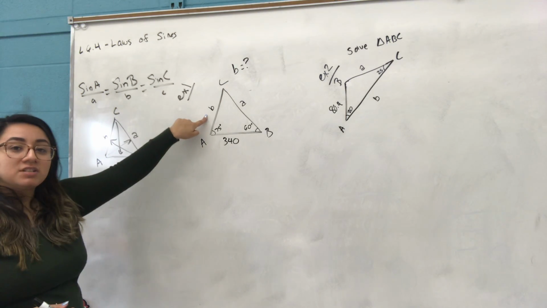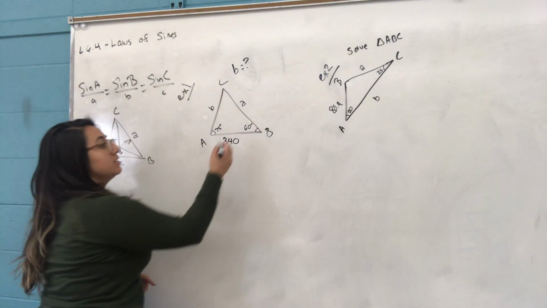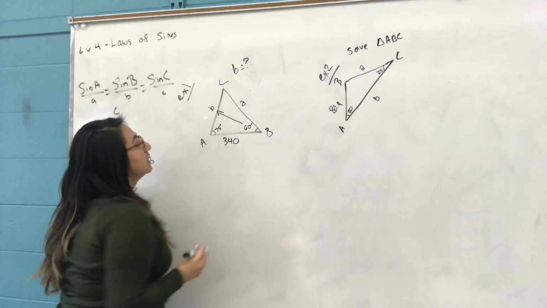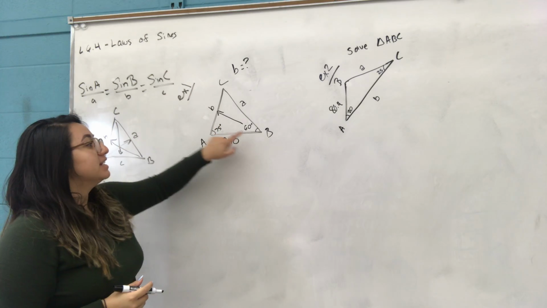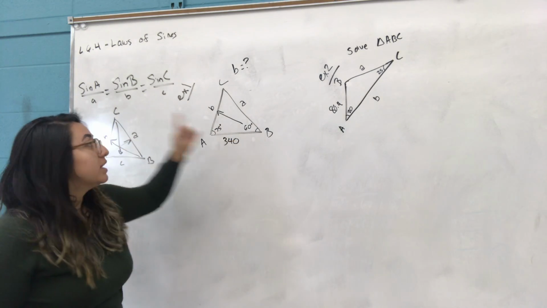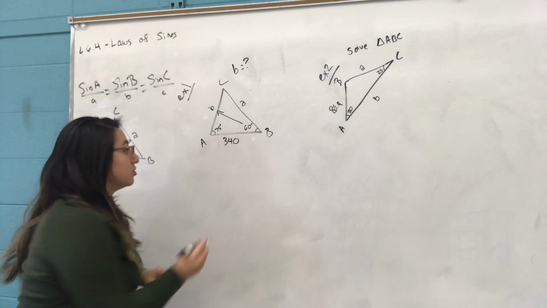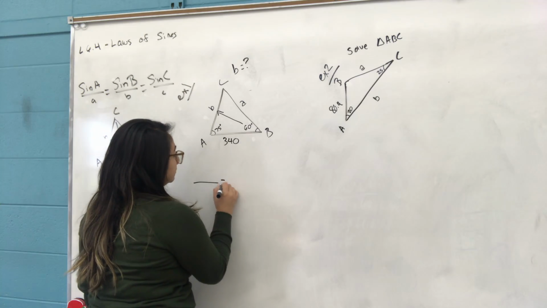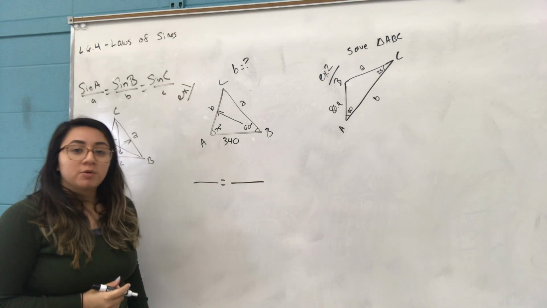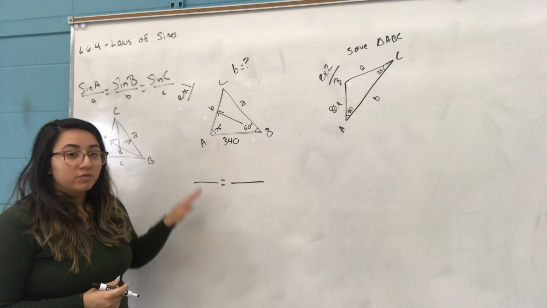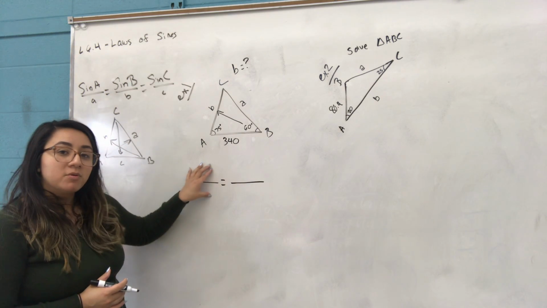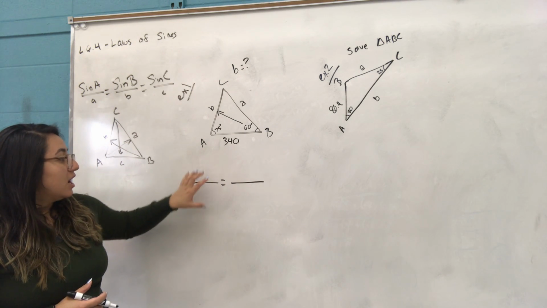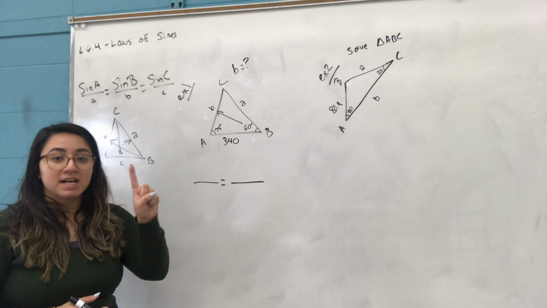Example 1, they want us to find side B. According to this, across from side B is this angle, 60 degrees. Whenever you're using the law of sines, you only need two proportions, and it's the angle over that side. For your first proportion, I always make sure it has both sides and angles.